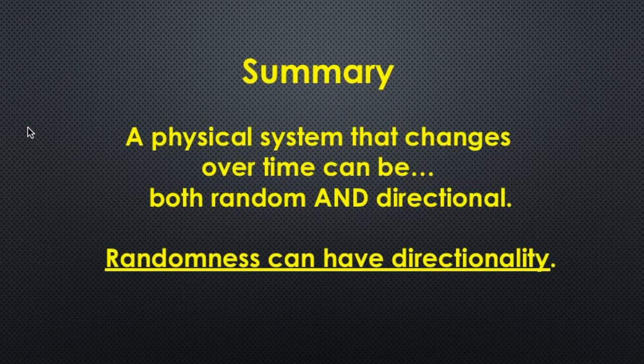In summary, a physical system that changes over time can be both random and directional. In other words, randomness can have directionality. This concept is important in understanding how people mix chemicals together to create drugs or to create new chemicals.